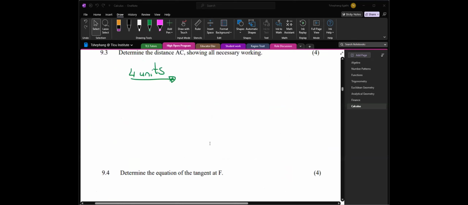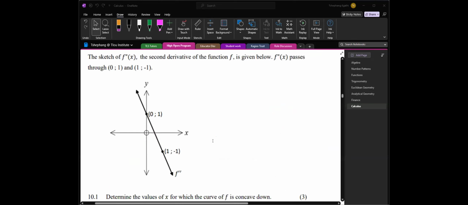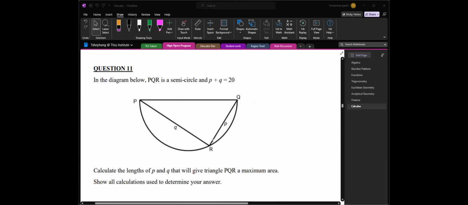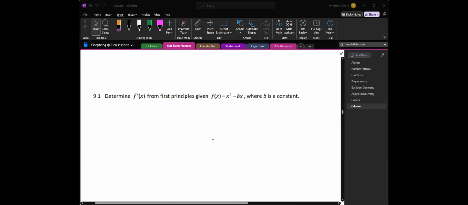Okay. Then I'm going to jump. I want to come back to this one a little bit later. We will definitely do it, even the maxima and minima.